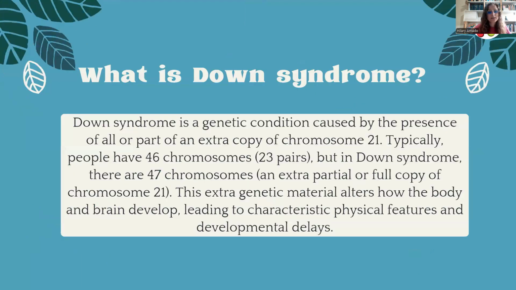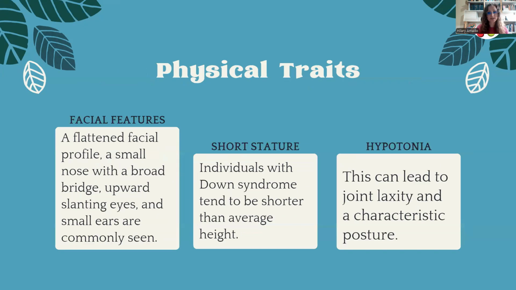Down syndrome is a genetic condition caused by the presence of all or part of an extra copy of chromosome 21. Typically, people have 46 chromosomes or 23 pairs of chromosomes, but in Down syndrome, there are 47 chromosomes with an extra partial or full copy of chromosome 21. This extra genetic material alters how the body and brain develop, leading to characteristic physical features and developmental delays.